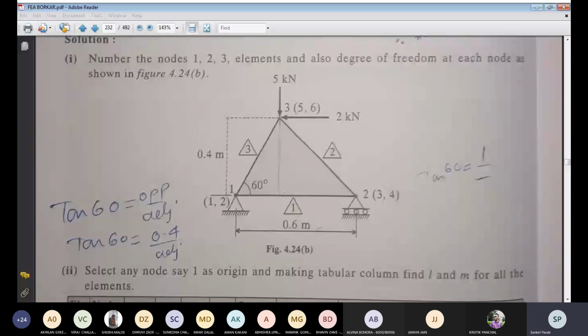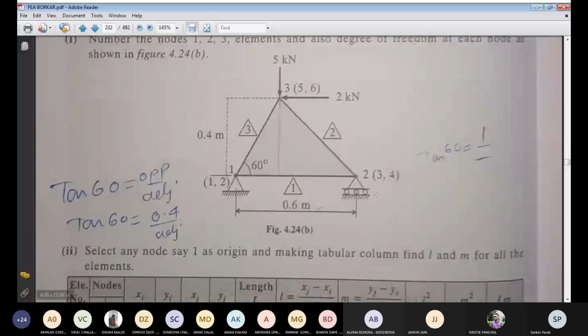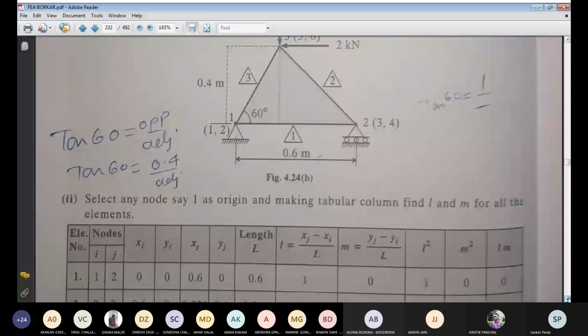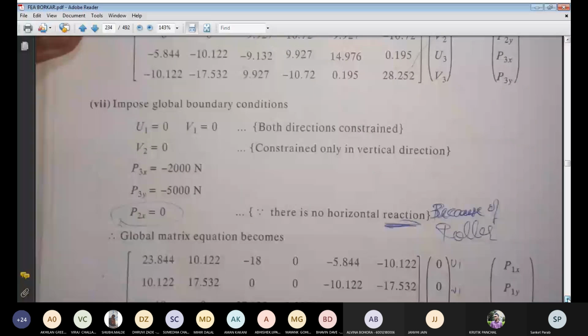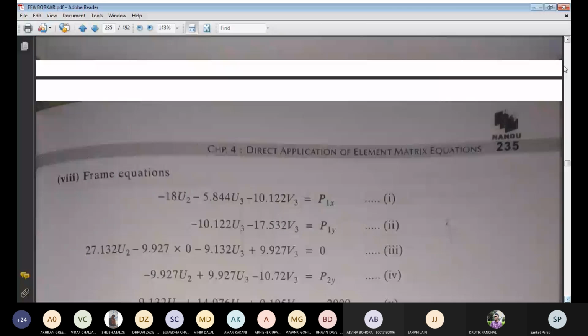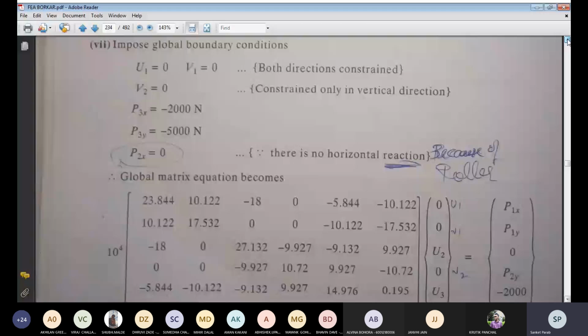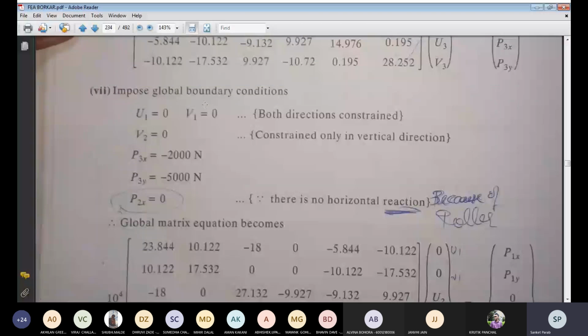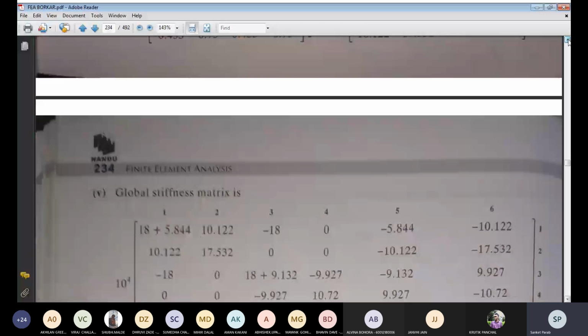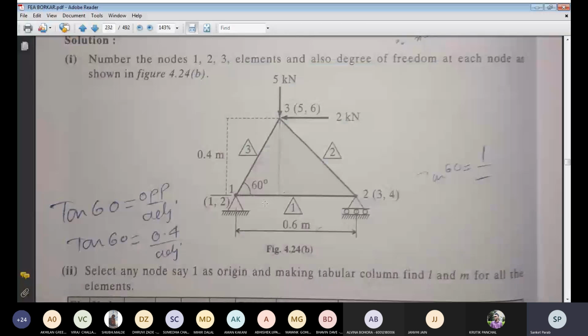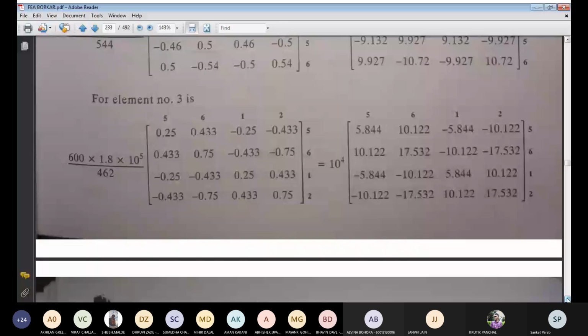Okay, we'll see the boundary conditions. So the boundary conditions are U1 and V1 are 0, first of all, because there is a fixed support, not a roller support. So in both directions the deflection will be constrained. So U1 and V1 are 0. Here, being a roller support, only one side is constrained. Deflection can happen in the U direction. So only V2 is 0.